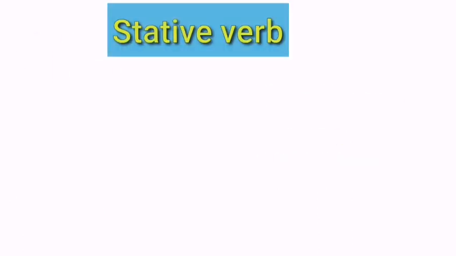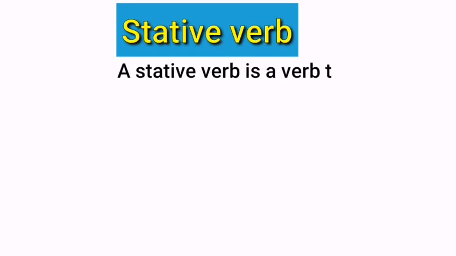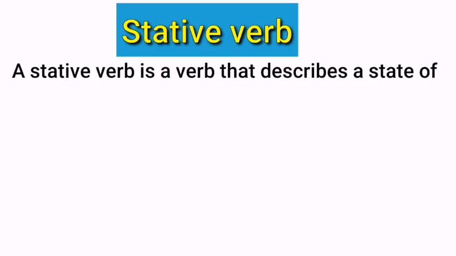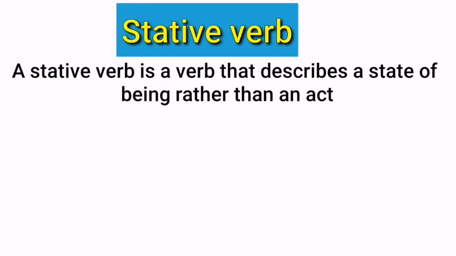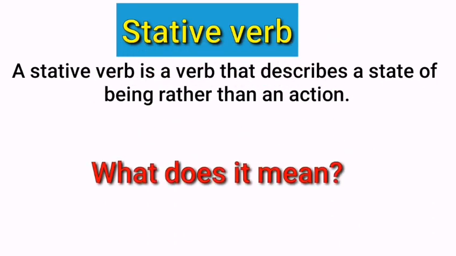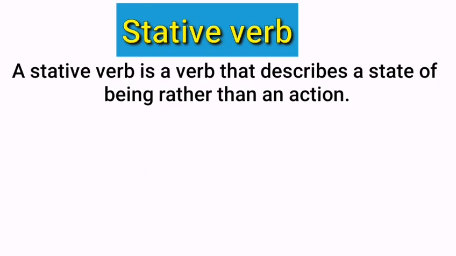Let's start. A stative verb is a verb that describes a state of being rather than an action. What does it mean? Simply, it means that a stative verb is just a kind of verb that does not show action but shows a state of being. In other words, a stative verb does not express an ongoing activity because it talks only about a state of something.